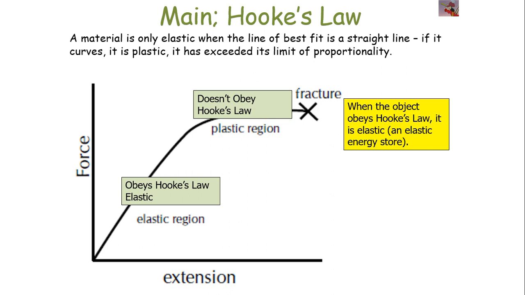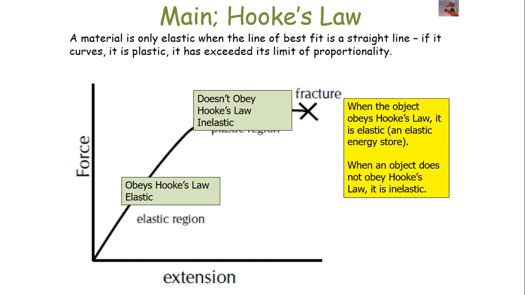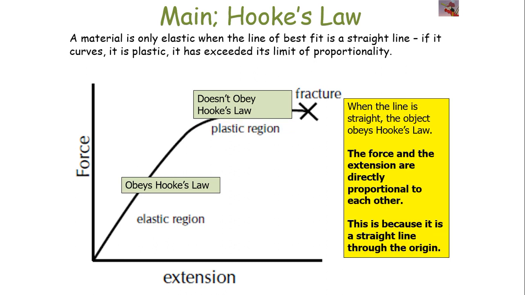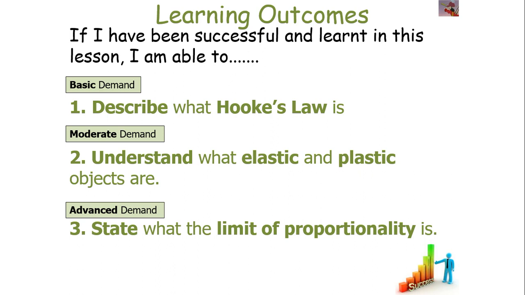Now remember, when the object obeys Hooke's law, it becomes an elastic potential energy store. When an object does not obey Hooke's law, it is inelastic and is no longer storing its energy as an elastic potential energy store. Now, once again, like we mentioned before, when an object obeys Hooke's law, the force and extension are directly proportional to each other because it's a straight line through the origin. So, in today's lesson, hopefully we can describe what Hooke's law is, understand what we mean by elastic and inelastic or plastic objects, what they are, and finally we can state what the limit of proportionality is.